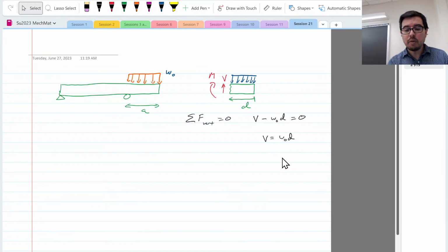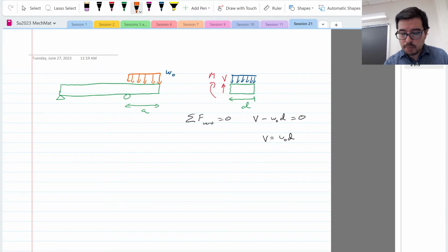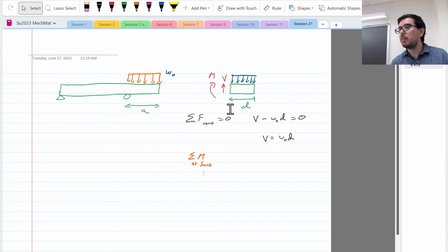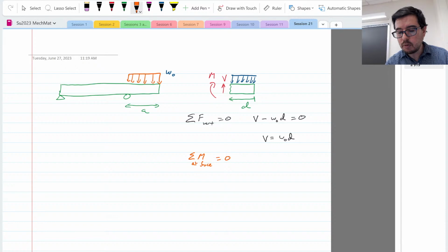Okay, now if we're doing the moments, we have to be a little bit more careful because we have to pick a location. Let's pick at the cut face, because then we don't have to substitute V, right? That's a common thing. Maybe not always the best, but sure. So at the face, the sum of moments has to be equal to 0.